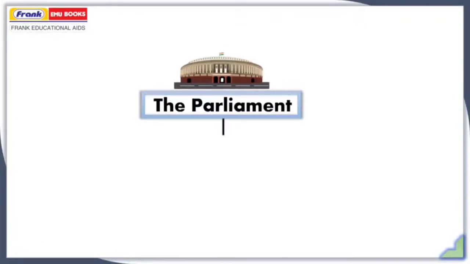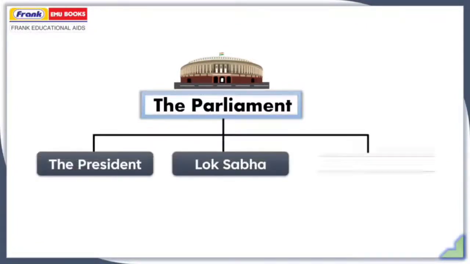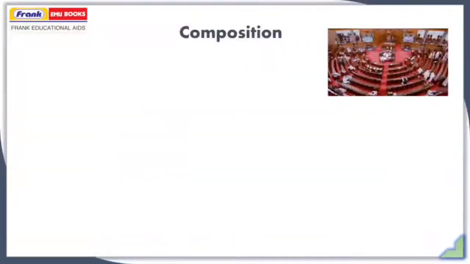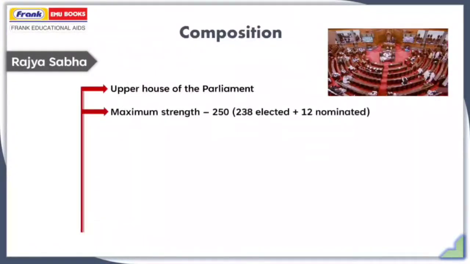So the Indian Parliament comprises three bodies: the President of India, the Lok Sabha, and the Rajya Sabha. All three bodies combined form the Parliament of India. Now, we will see the composition of Rajya Sabha. So, Rajya Sabha is also known as the upper house of the parliament.